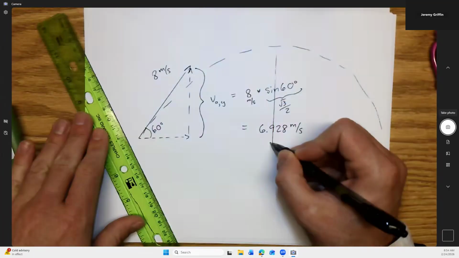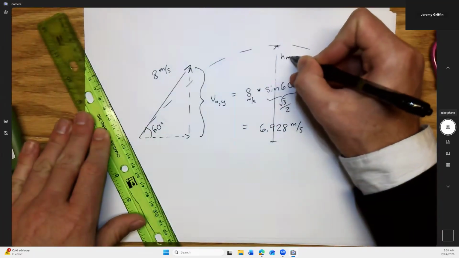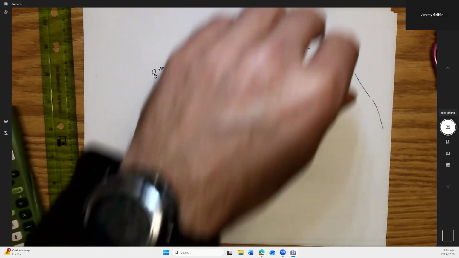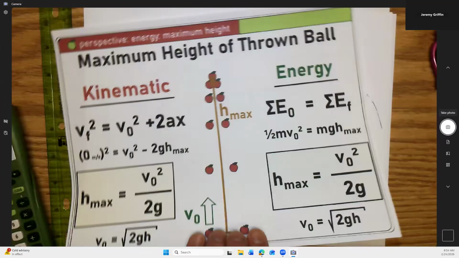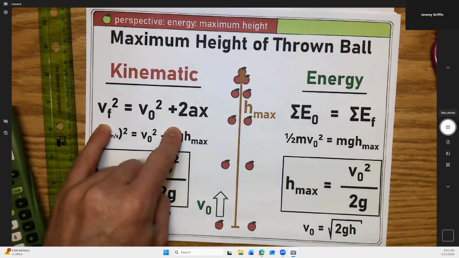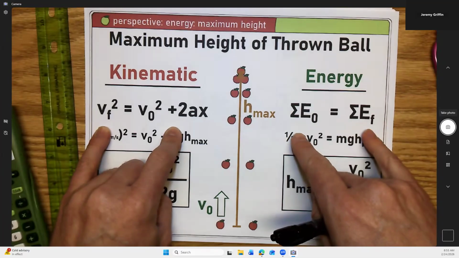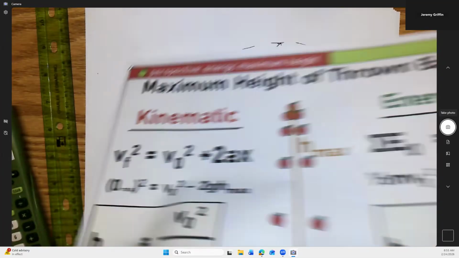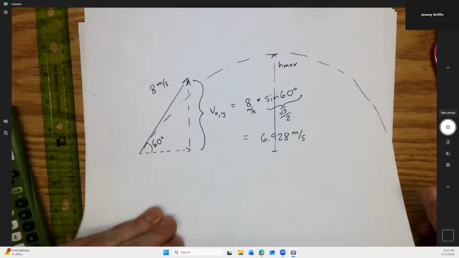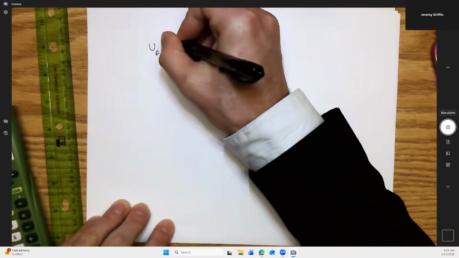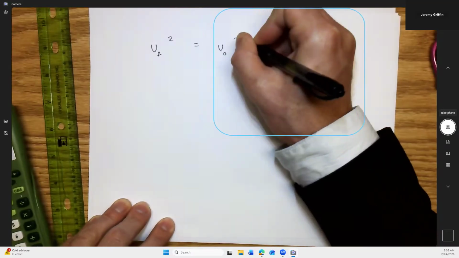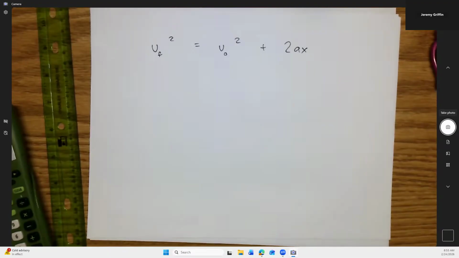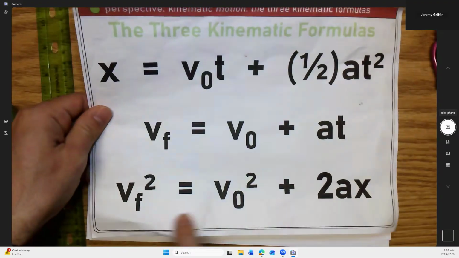Okay, and what is this H max? All right, guys, good so far? So now we got some options. We could go kinematic with that third kinematic formula, or we could go conservation of energy. It doesn't really matter. Maybe I'll pick kinematic. Let's go with that. Final velocity squared equals initial velocity squared plus 2ax. Yeah, that's just straight off this page, right? Just copy pasted this right here.